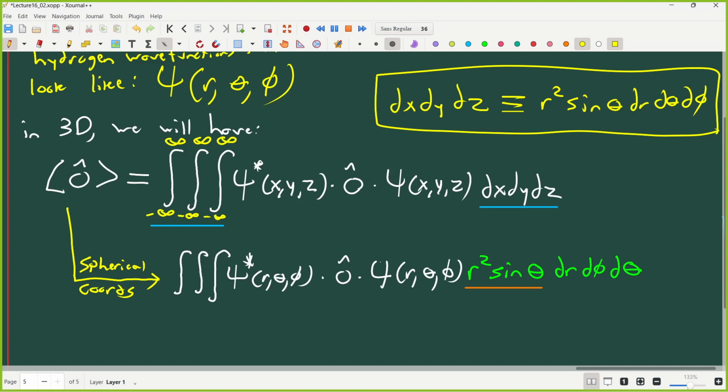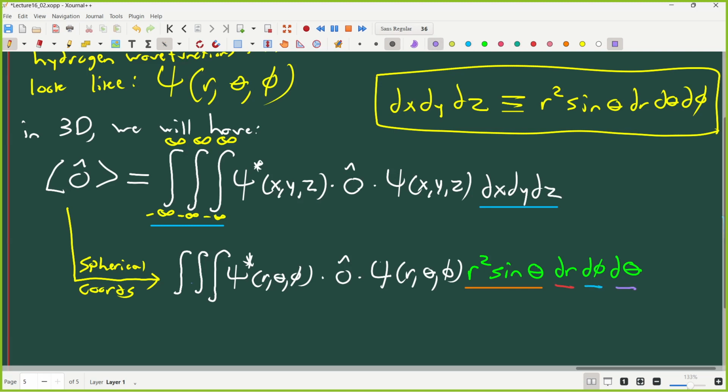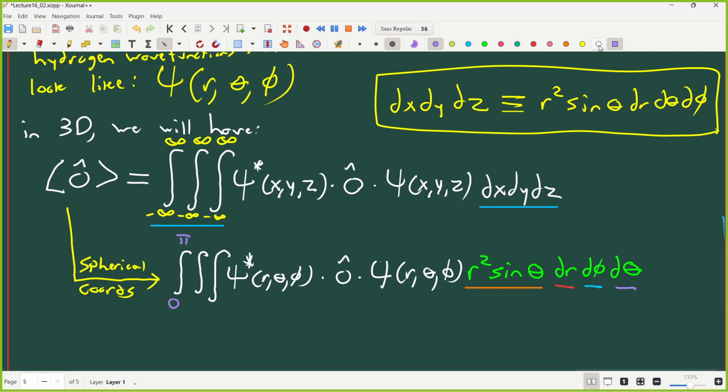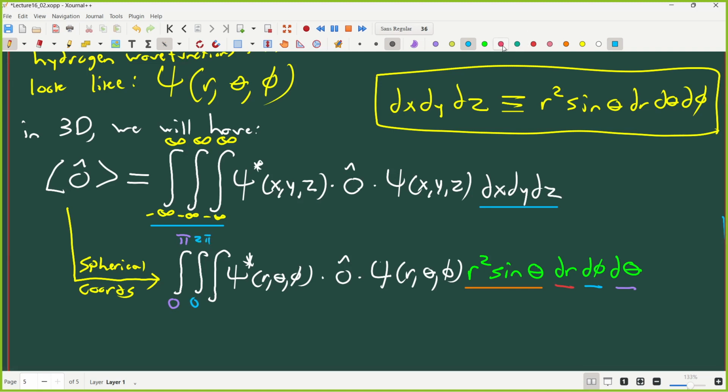All right, and so how do our bounds change now? Well, our bounds for our coordinates are no longer negative infinity to infinity. They're angles and distances. So let me just highlight each of these in color so that it's not confusing which one is which. The d theta is on the outside. That goes from 0 to pi. D phi goes from 0 to 2 pi. And r, which I have in red, runs from 0 to infinity.